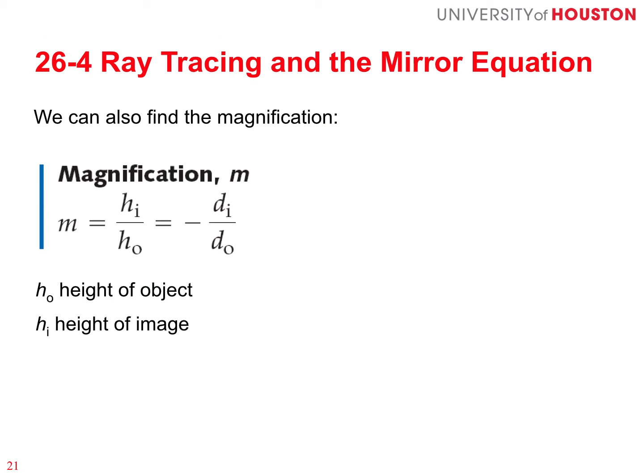We can also determine the magnification, which is denoted by M. This will equal the height of an image divided by the height of the object. When the image is bigger than the object, this is bigger than 1. When the image is smaller than the object, this is smaller than 1. The magnification is also related to the distance of the image and the object, and it's equal to minus the image distance divided by the object distance. This tells us that when the image distance is large, the size of the image will be big, and vice versa.